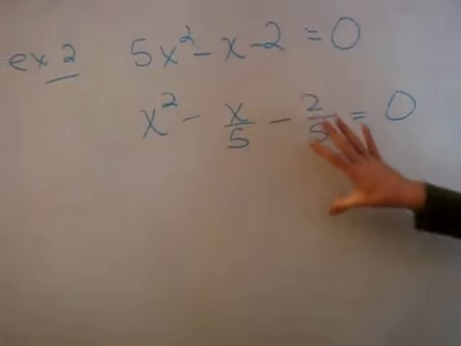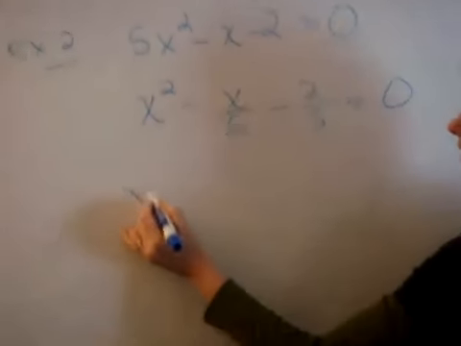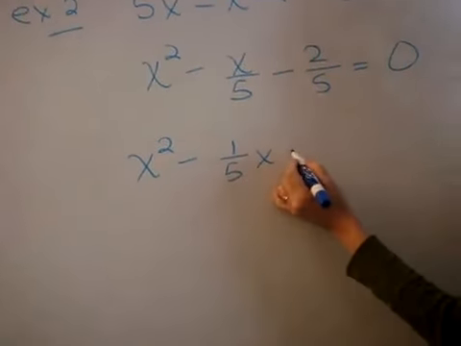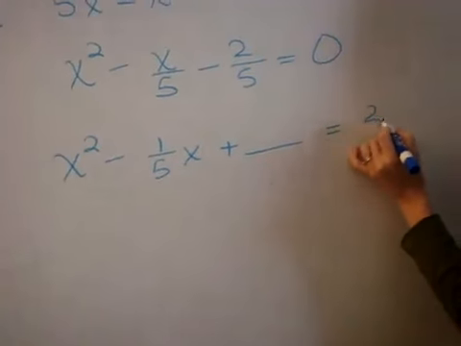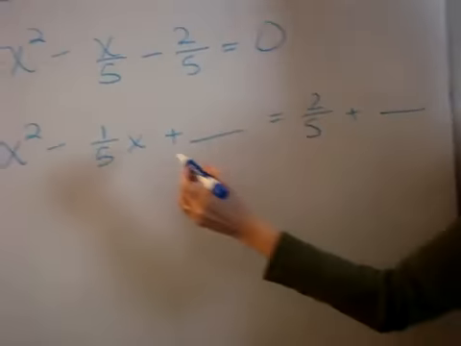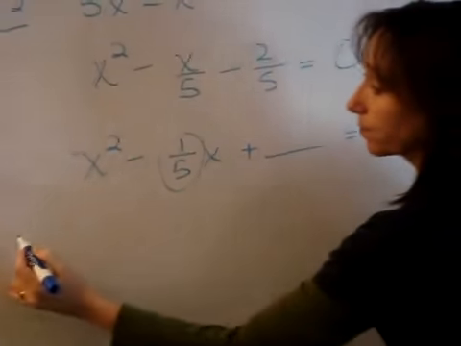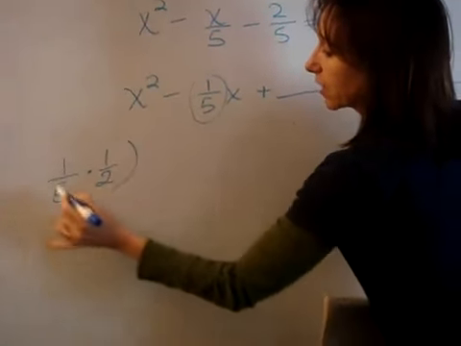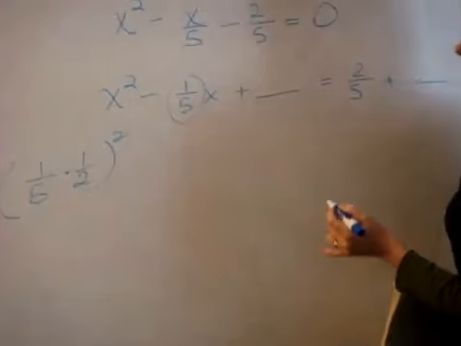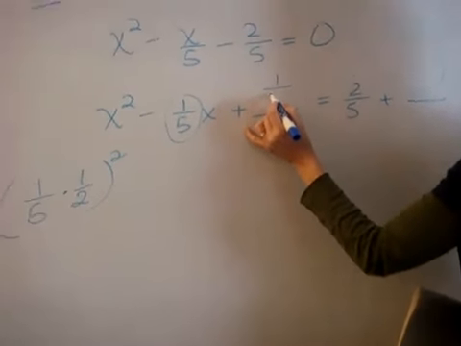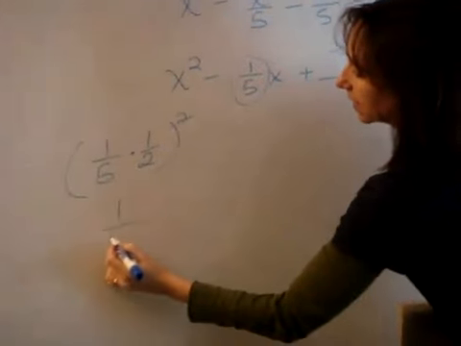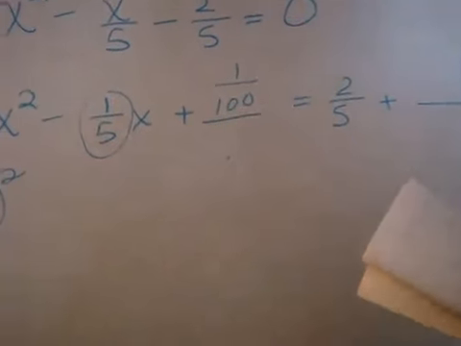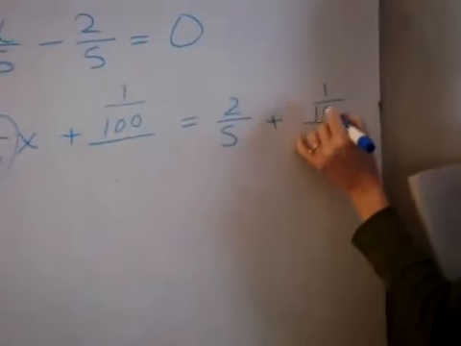Now we're going to complete the square. We're going to move the non-perfect square term to the other side. I'm going to make this 1/5 x, just so it's easier to deal with, plus blank equals 2/5 plus blank. We take the coefficient of the x term, we divide it in half by 2, which is the same as multiplying by a half, and square it. So we're going to get 1/100. That would be, let me just write that out, 1/10 squared, which is 1/100. And we add that to the other side.